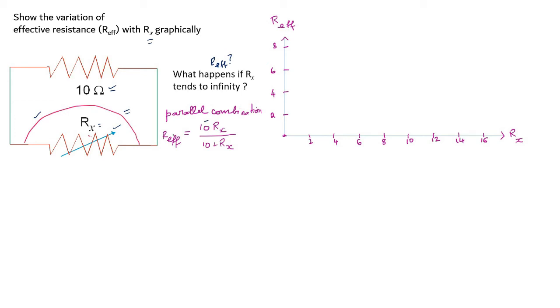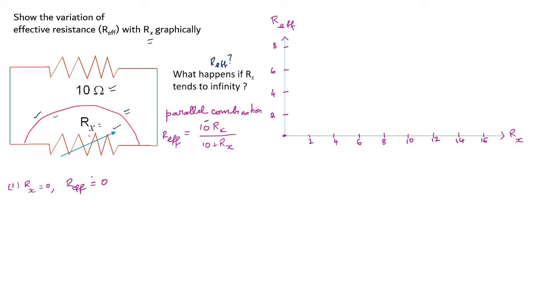That is achieved physically like this. All the current flows in this part. This 10 ohm may be there, but current will not flow through that. Current chooses to flow in this path. So we can say effective resistance is also 0 when Rx is 0. So first point, Rx is 0 means R effective 0.